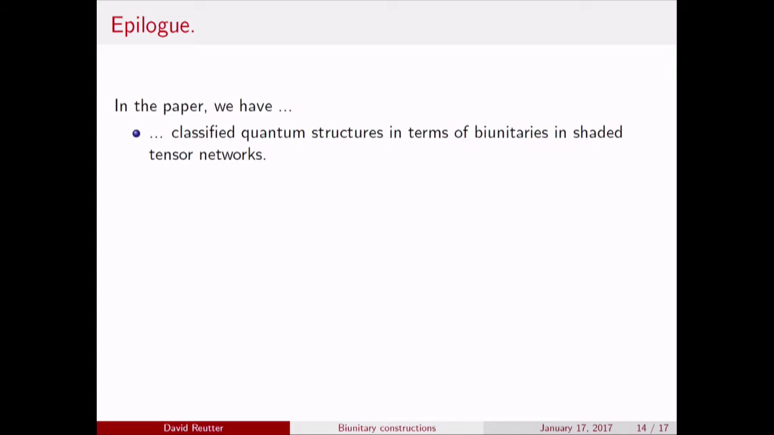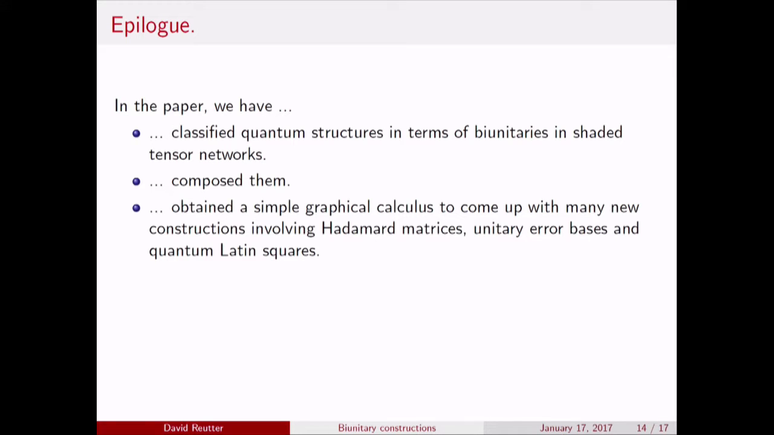Right, so what have we done? In the actual paper, we have classified quantum structures in terms of biunitaries in shaded tensor networks. So we've unified this notion of quantum structure. We've then composed them, and by doing this, we've obtained a simple graphical calculus to come up with many new constructions involving Hadamard matrices, unitary error bases, and quantum Latin squares. So you can really think of this graphical calculus as some kind of Lego. You really have these basic building blocks, you glue them together in all kinds of funny ways, and if the resulting type is the correct one, it's just a matter of type checking, you know that you'll get a construction which gives you a new unitary error basis.